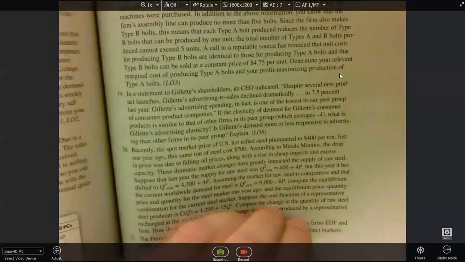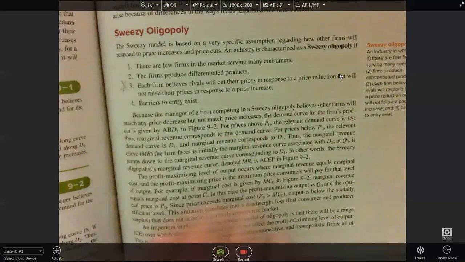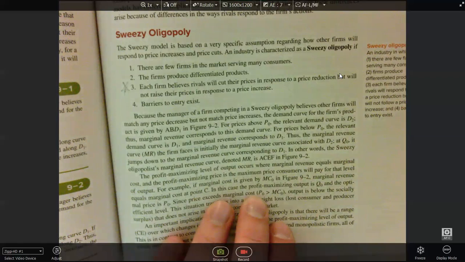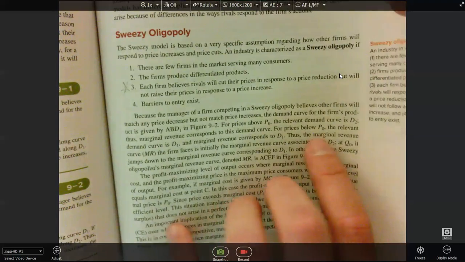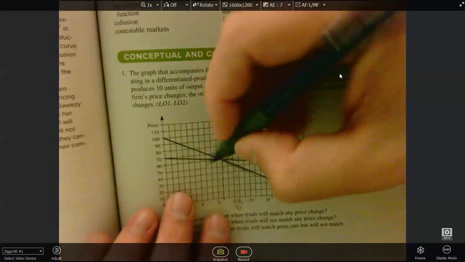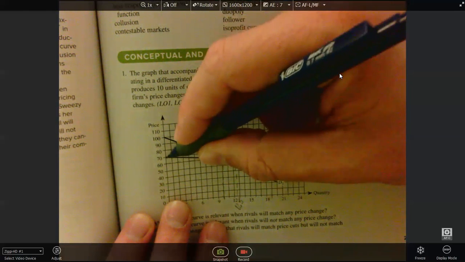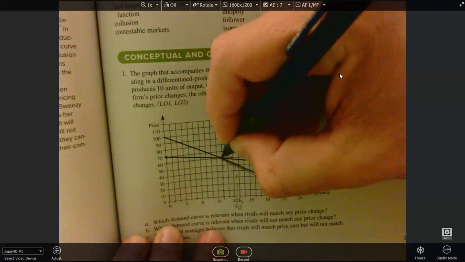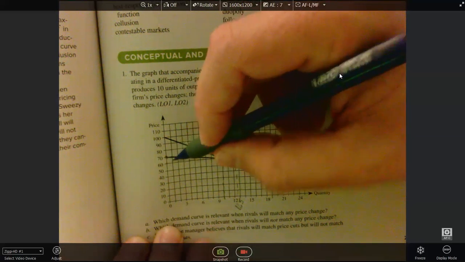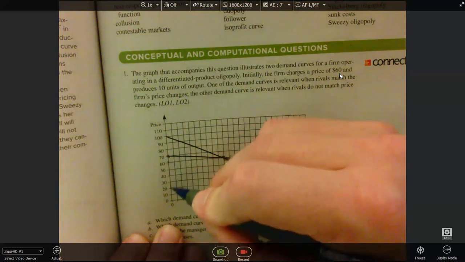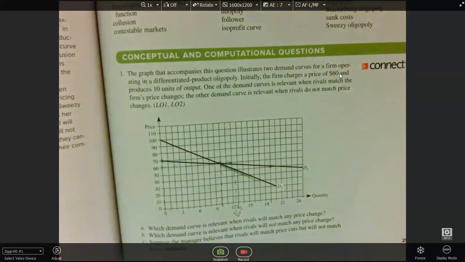Demand curve 1, exactly. We're told in that third bullet point, page 273, they will not raise their prices in response to a price increase. So if I raise my price, I'm going to lose a significant amount of sales, right? If I raise my price all the way to 70, I'm no longer going to sell anything. Why is that? Because my rivals are not matching my price increase.